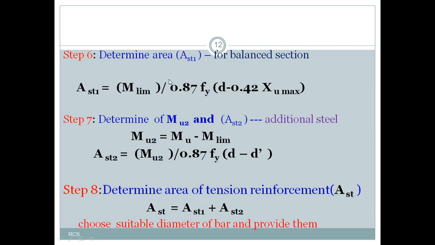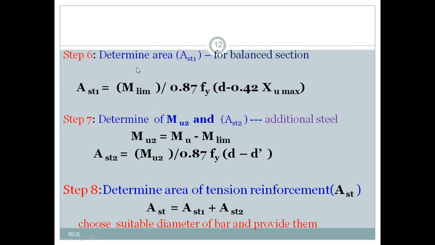Already we have derived the formula: Ast1 can be calculated as Mu limit divided by 0.87 Fy into (d minus 0.42 Xu max). What is Mu limit? It is the moment of resistance of a singly reinforced balanced beam. Fy is the characteristic strength of steel, and d is the effective depth of the beam. Xu max is the limiting depth of the neutral axis. So by knowing those values, we can calculate Ast1.